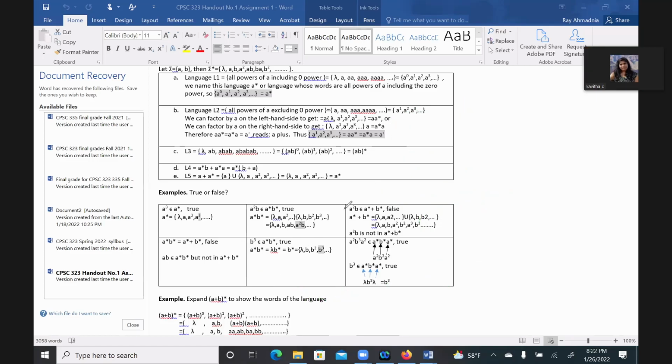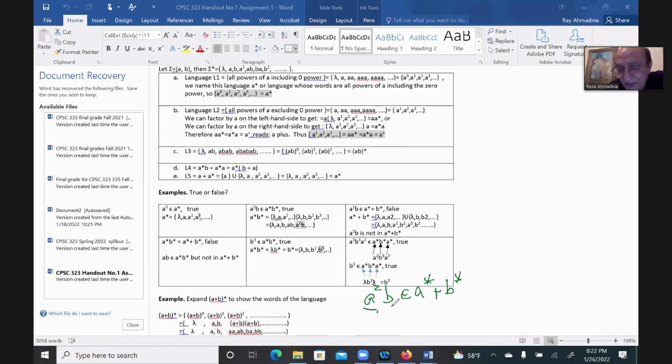Got it? Okay, what is this one here? A squared, B is a member of A star or B star. Look at the right hand side: powers of A or powers of B. So I don't get any union of these words, union of this language. Either all powers of A or all powers of B are collected here.